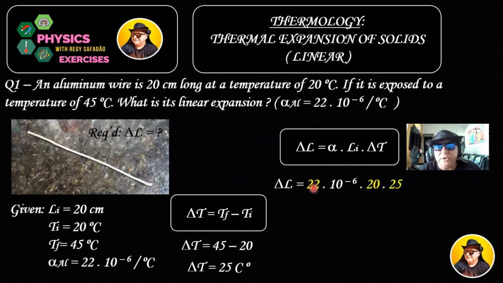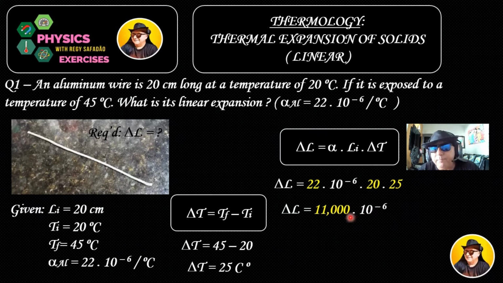Okay, so 22 times 20 times 25 is 11,000. So this is why it is in a different color in order to make you see it better. Now see the way I'm going to do, the way I used to do. Now 11,000 is going to multiply by 10 to minus 6. How did I used to do this?